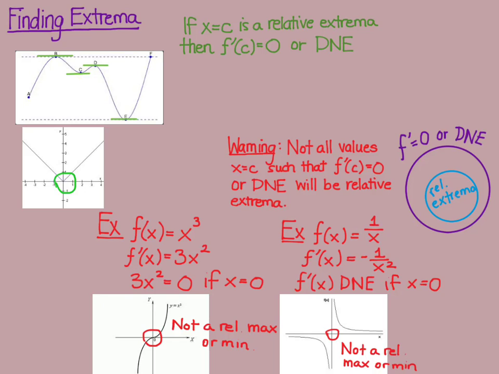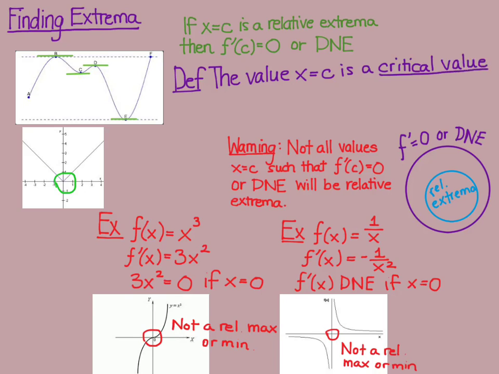We will say that the value x equals c is a critical value for f of x if f prime of c equals 0 or does not exist. So what we want to do if we're trying to find extrema is find all the critical values and then test whether they're maximums or minimums.